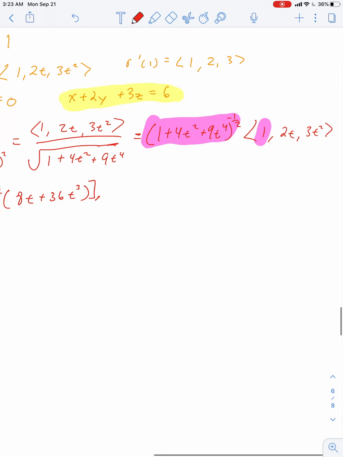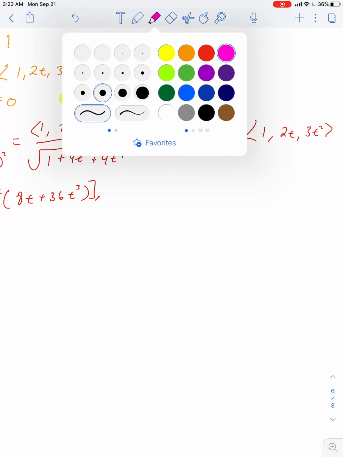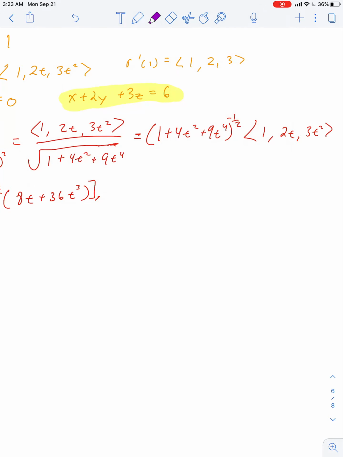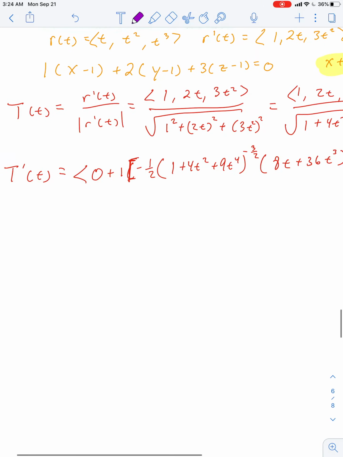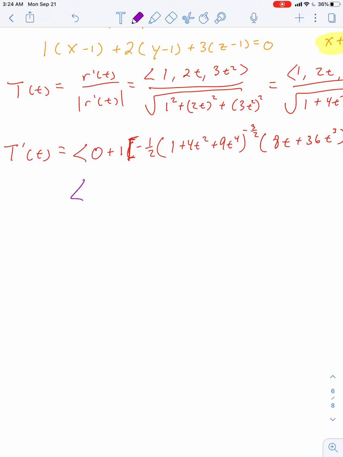All right, now let's do the second. So instead of going, I'm just going to write underneath. So now the second component, I'm going to multiply 2t times all of that. And again, I'm going to start with 2t. So the derivative of 2t is going to be just 2.